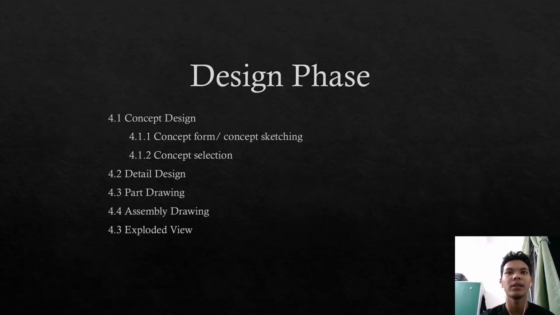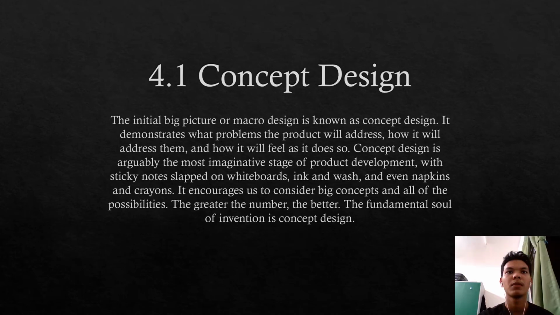The next one is design phase. The initial big picture or macro design is known as concept design. It demonstrates what problem the product will address, how it will address them, and how it will feel as it does so. Concept design is arguably the most imaginative stage of product development, with sticky notes slapped on the whiteboard, ink and wash, and even napkins and crayons. It encourages us to consider big concepts and all of the possibilities. The greater the number, the better. The fundamental soul of invention is concept design.